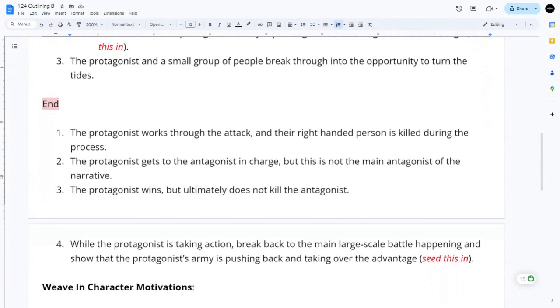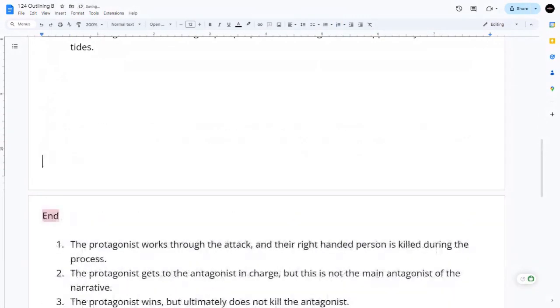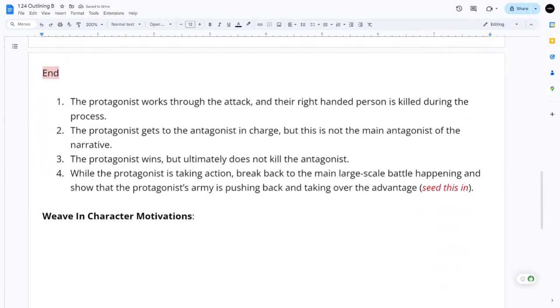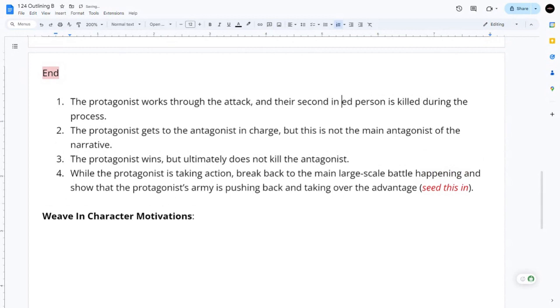All right, now we get to the ending. Just so this is clear on the screen, I'll bring it down like that. Okay. So the protagonist works through the attack, and their right-hand person, let's just say second in command and best friend, is killed during the process. The protagonist gets to the antagonist in charge, but this is not the main antagonist of the narrative.